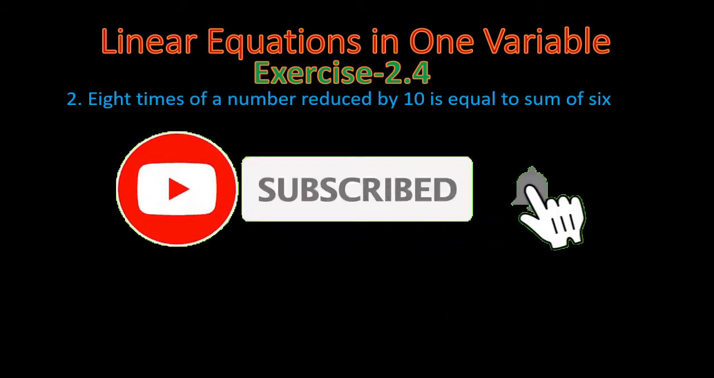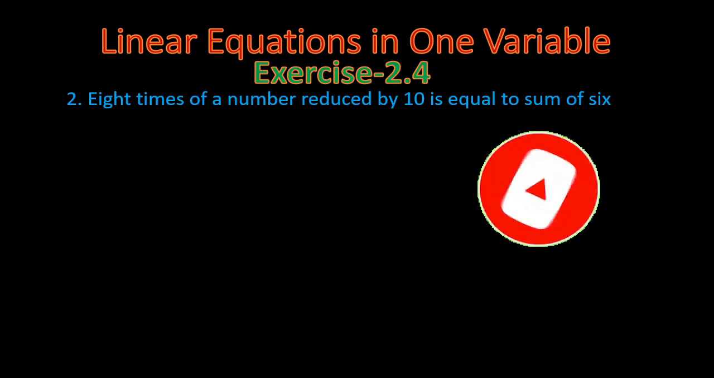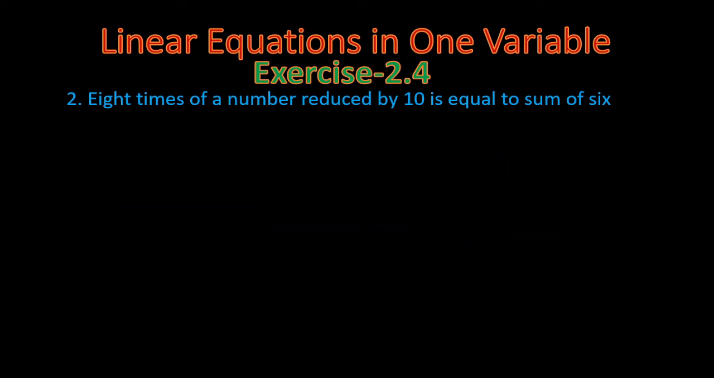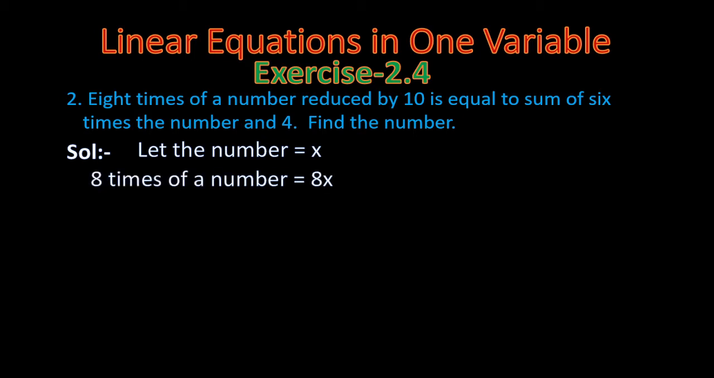8 times of a number reduced by 10 is equal to sum of 6 times of number and 4. Find the number. Solution: let the number be x. 8 times of a number is equal to 8x. If 10 is reduced from 8x, that is equal to 8x minus 10.